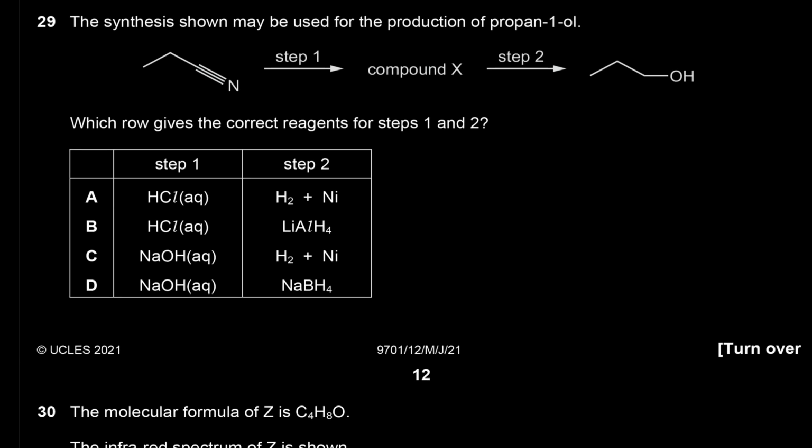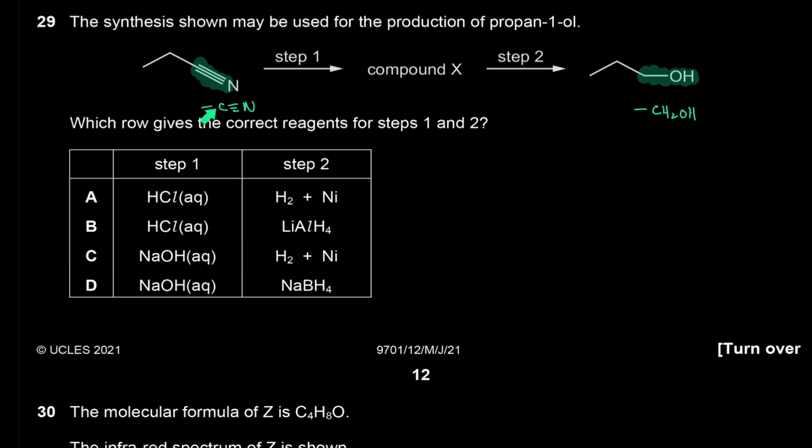The synthesis shown may be used for the production of propan-1-ol. Which row gives the correct reagent for steps 1 and 2? So we're converting this nitrile eventually into a primary alcohol. The CN is being converted into a CH2OH. The C triple bond N is being converted into a CH2OH.